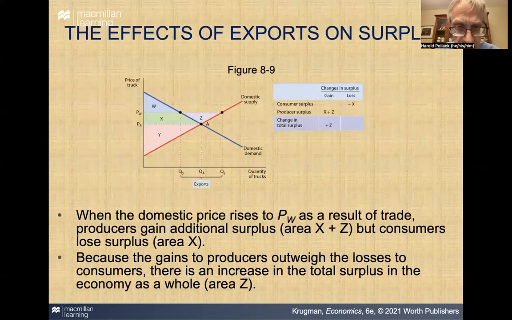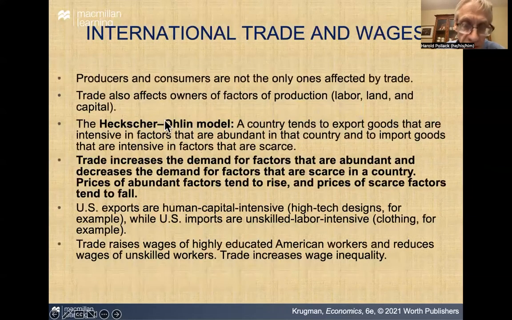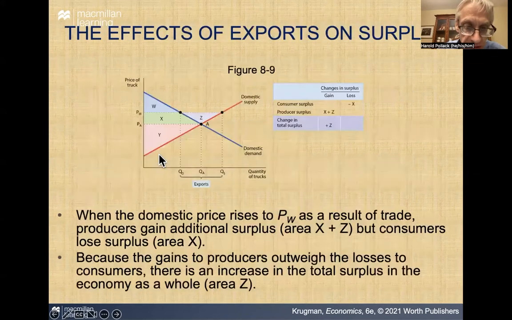So let's just see, if we just draw the same thing that we drew before. So now in this case, Z is additional surplus available to the society. That's just a gain in total surplus. But the X is lost to consumers. And the Y and the W are kind of the same as they were before. Okay.